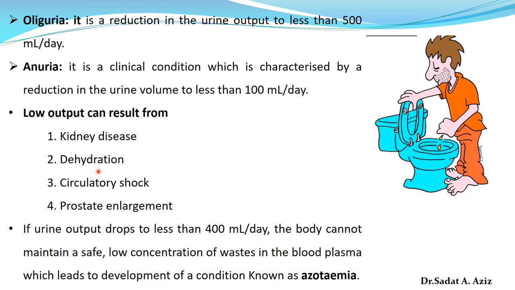And the last cause of the reduction in the urine output might be related to prostate enlargement, okay? And I'm quite sure you heard quite a lot about the prostate gland, and the prostate enlargement is mostly related to some specific type of cancer. It's called prostate cancer. Okay.